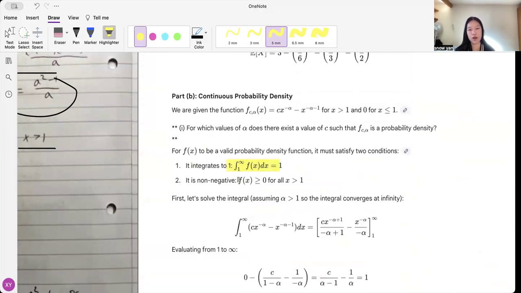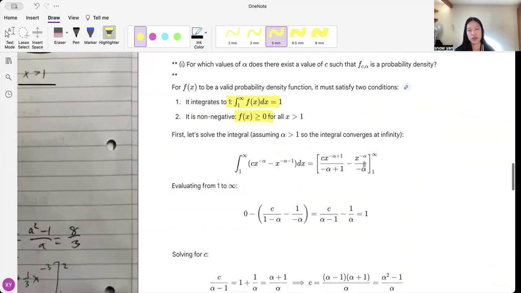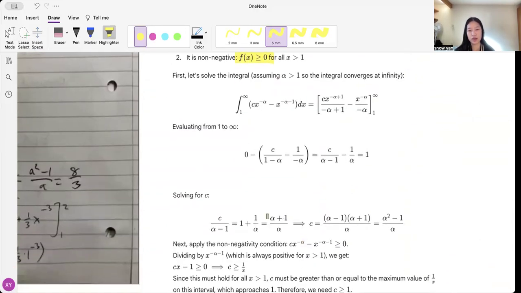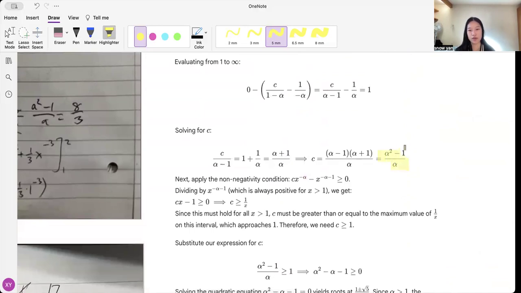The area integrates to 1, and each of them is non-negative for this. So then they integrated this, did exactly what I did over here, and got to this. I also got to this. And then they also got to this, which means C is greater than or equal to 1. This is a step that I did up to this point.